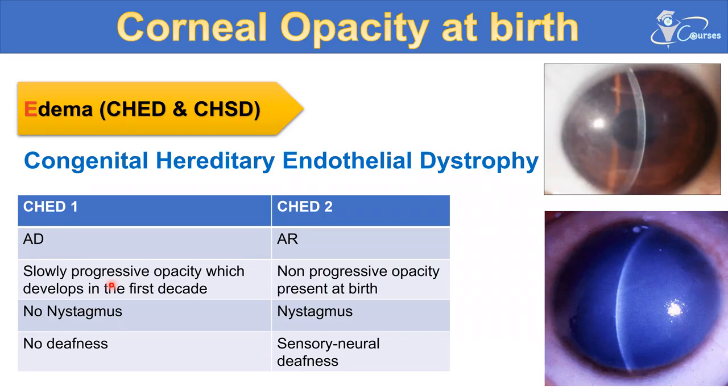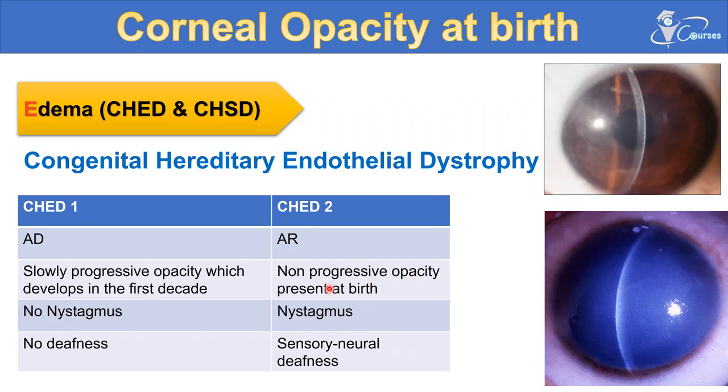So actually, that child has a period of normal vision before the condition occurs. So there is no nystagmus, and those patients don't have deafness as well. So no nystagmus, no deafness. On the other hand, the second type of congenital hereditary endothelial dystrophy is autosomal recessive and presents with non-progressive opacity at birth.